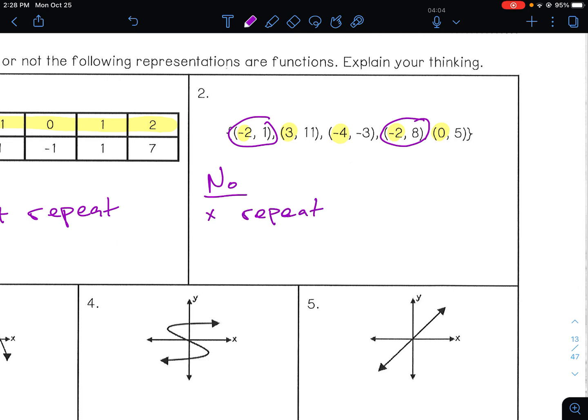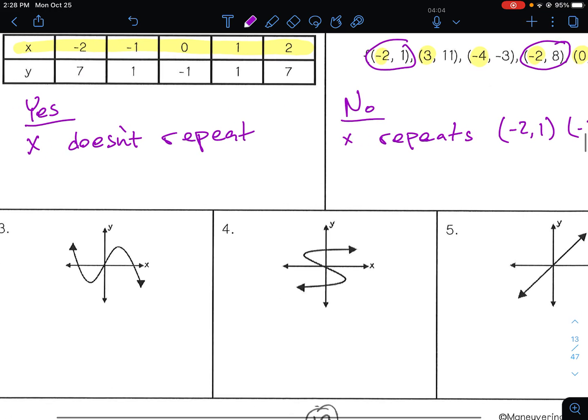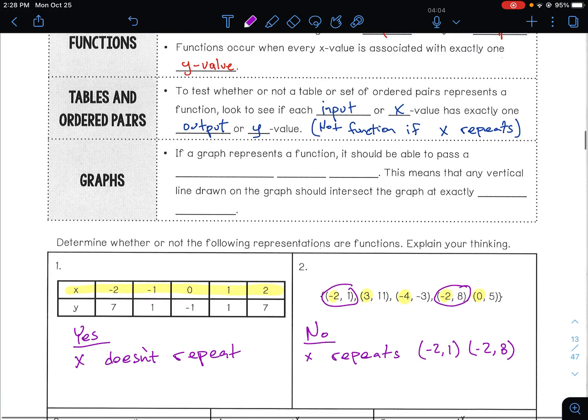And where does it repeat? -2, 1, and -2, 8. So that's why number 2 is not a function. 3, 4, and 5 are graphs.